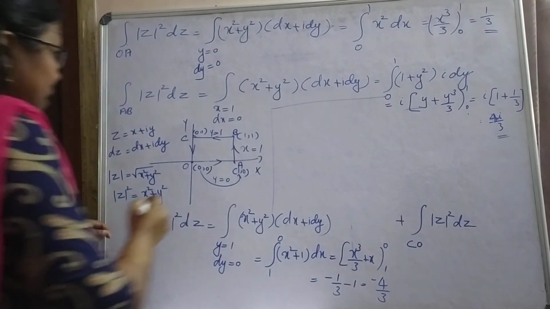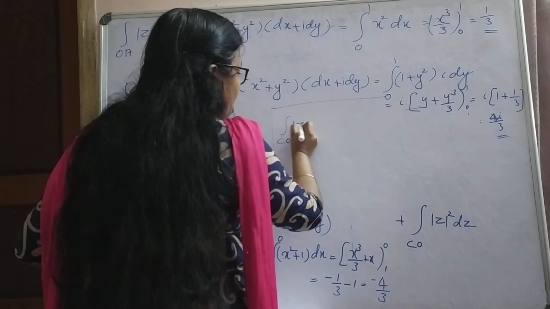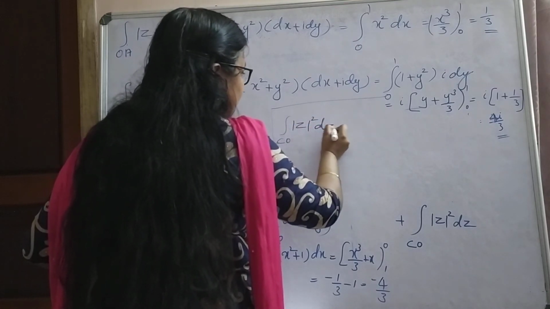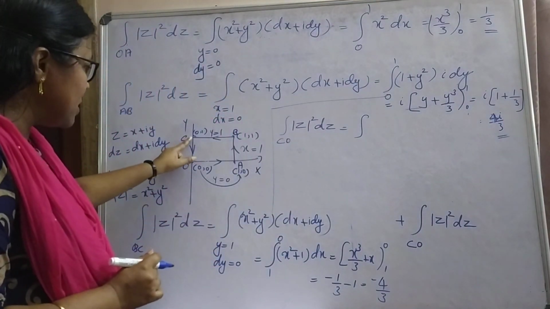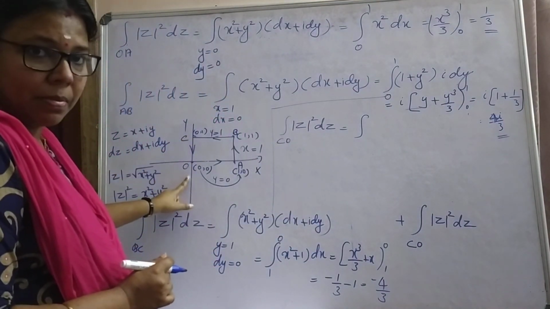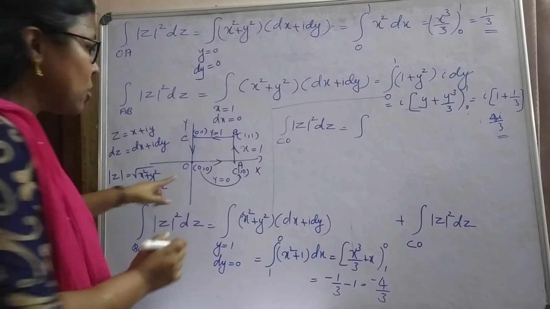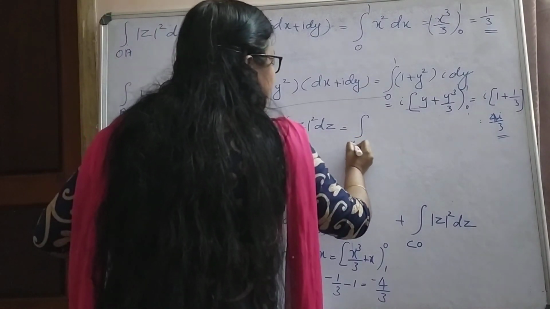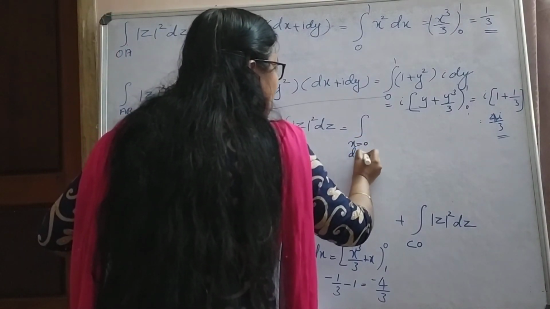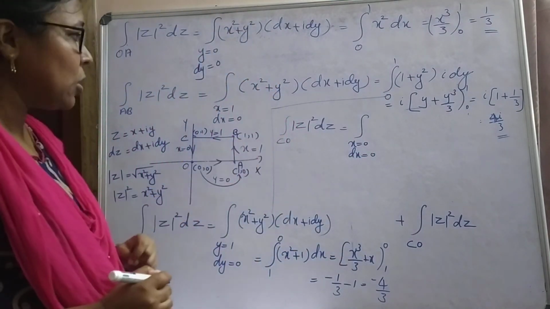Now we have to find the integral along CO of |z|² dz. What is CO? CO is the y-axis. CO is a line segment on the y-axis, which means x equal to 0. Taking derivative on both sides, x equal to 0 means dx equal to 0.